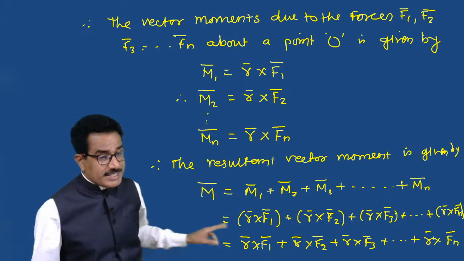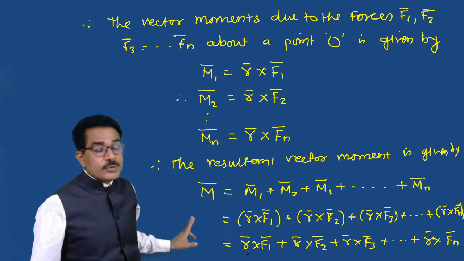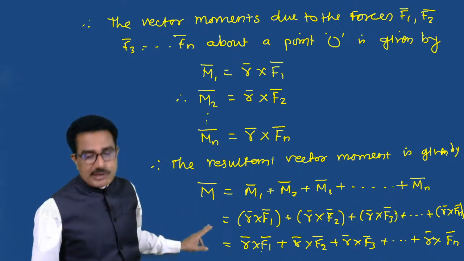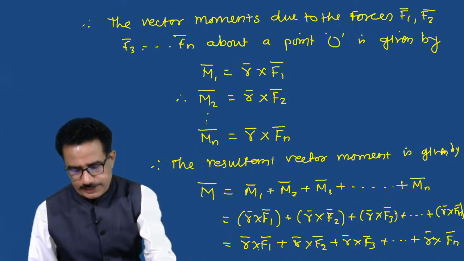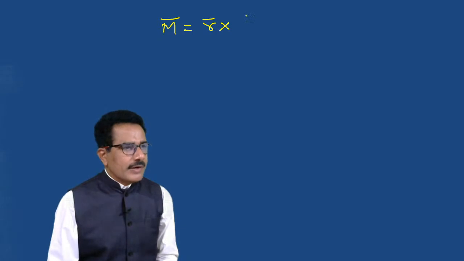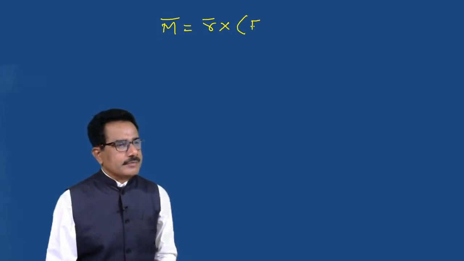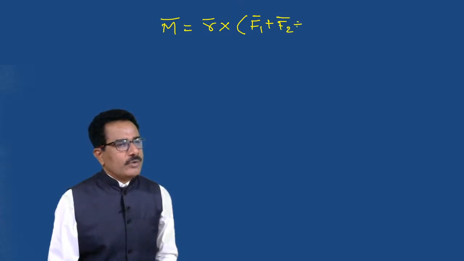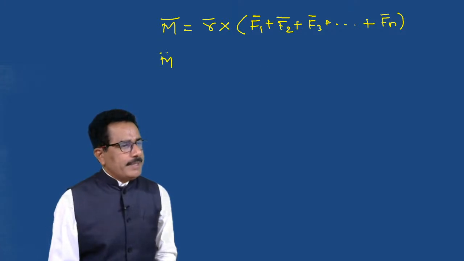Okay, we can take r common. Only r is not a common factor here, it is essential. Here in this case we take a common r with cross, so take out a common r with cross. Therefore capital M bar is equal to r bar cross, the common factor, then the remaining terms are f1 bar plus f2 bar plus f3 bar plus dot dot dot plus fn bar.